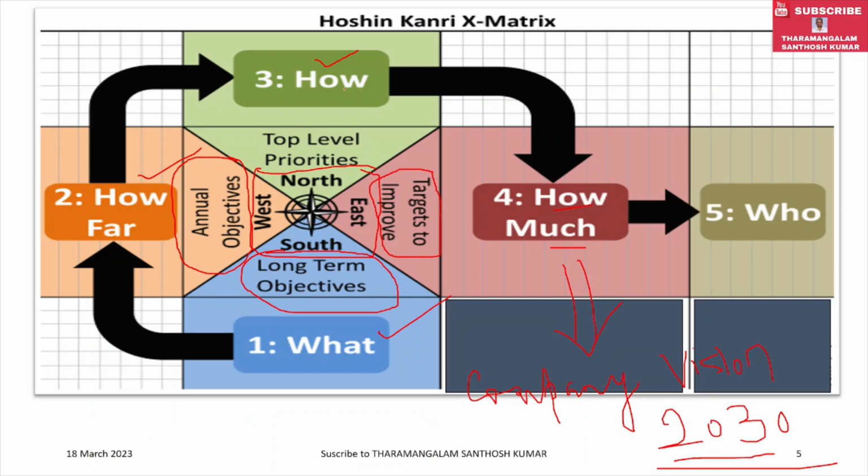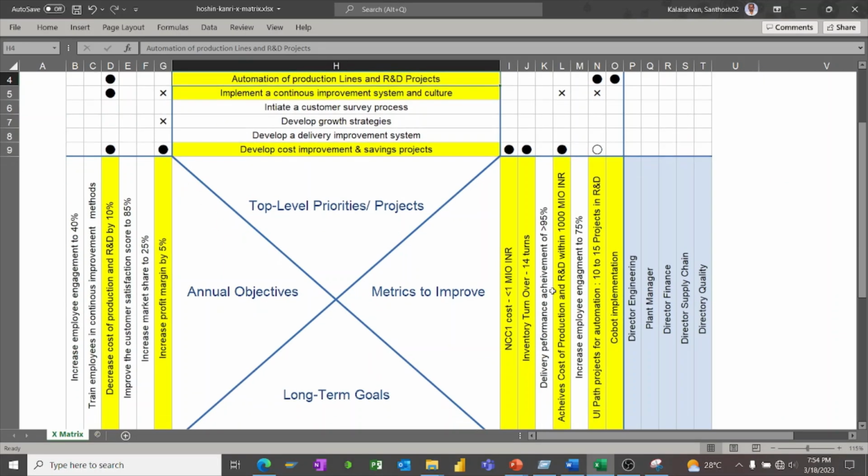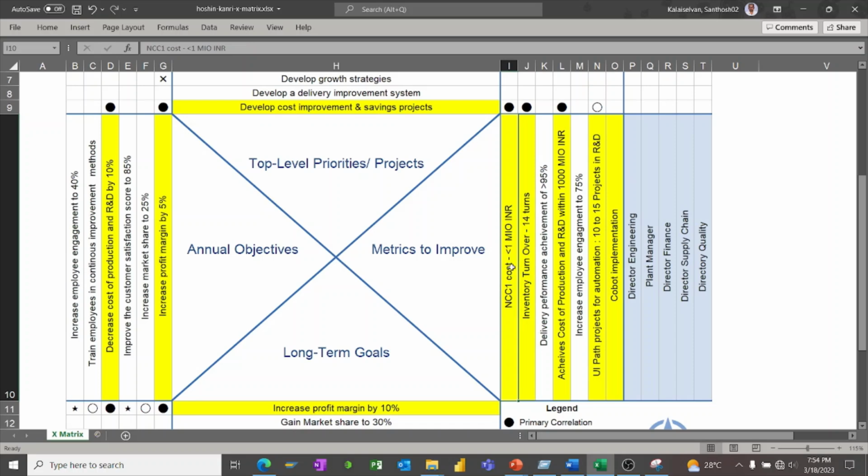This is how. And how much. This can be done by achieving a NCC1 cost of less than 1 million INR and inventory turnover of 14 turns, and achieving the cost of production and R&D within 1000 million INR, and doing UiPath projects for automation, 10 to 15 projects in R&D, and implementing the cobot implementation in the production. So this is how we can do it.